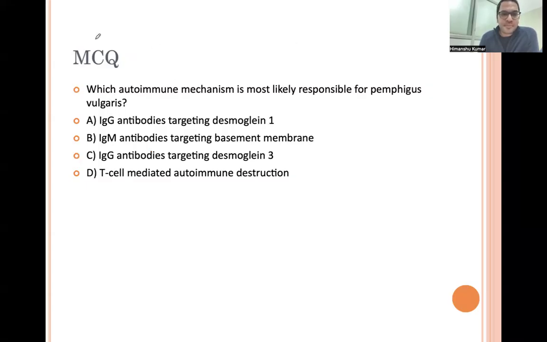These are some MCQs. For example, autoimmune mechanisms responsible for pemphigus vulgaris. So, desmoglein 3 is the answer because this one is present in the oral mucosa. Desmoglein 1 is present on the skin. If the question was for pemphigus foliaceus, the answer would be A. But for this, the answer is C.